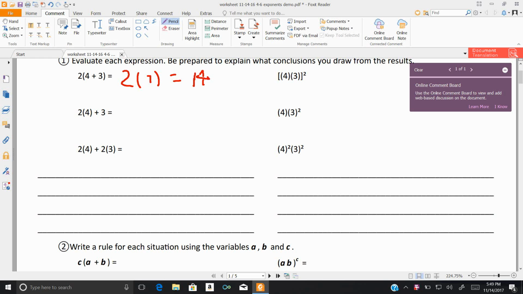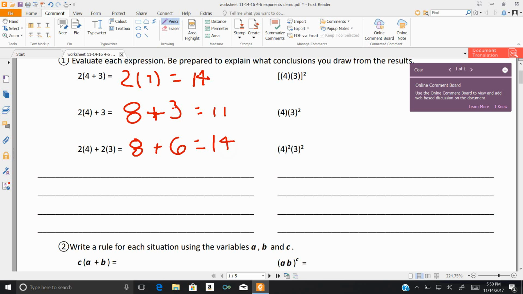Second one we did was 2 times 4 plus 3. So same thing except without the parentheses. It sounds the same, 2 times 4 plus 3. But this time we do 2 times 4, which is 8. And then we add the 3, which equals 11. And the last one we did was 2 times 4, and then we added 2 times 3. So we did 8 plus 6, which equals 14.